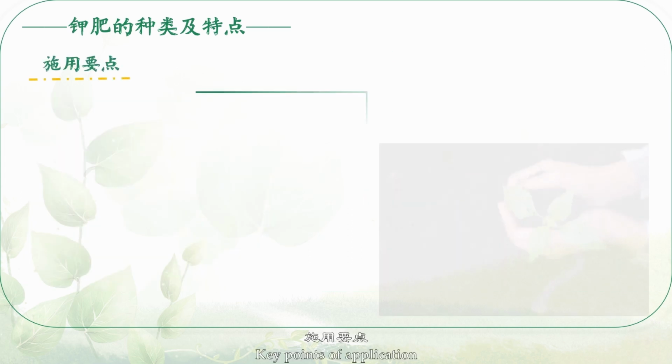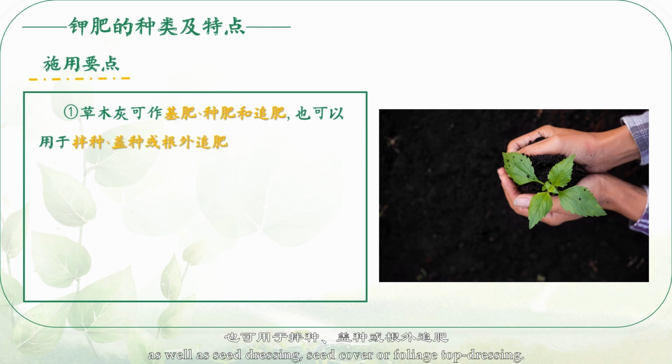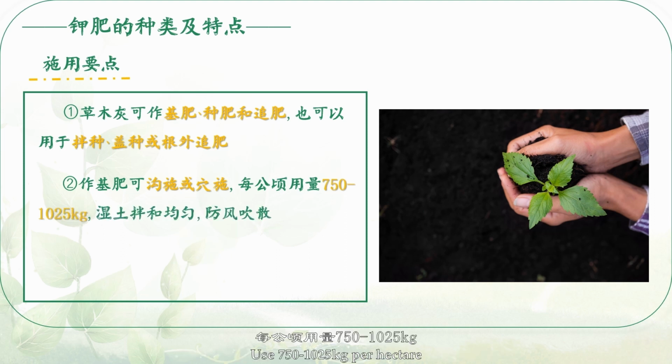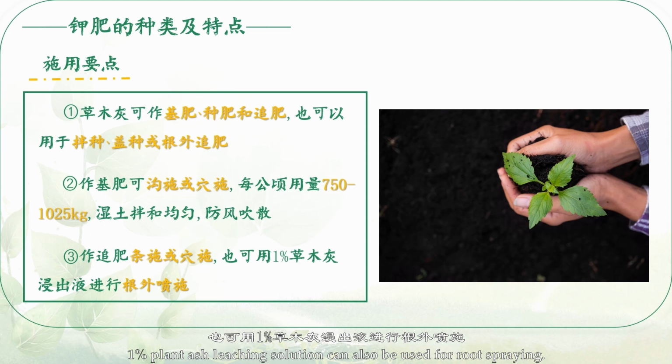Key points of application. Plant ash can be used as base fertilizer, seed fertilizer, and top dressing, as well as seed dressing, seed cover, or foliage top dressing. As a base fertilizer, it can be applied to trenches or holes. Use 750 to 1,025 kilograms per hectare. Mix them well with wet soil to prevent wind from dispersing. For top dressing, strip application or hole application, 1% plant ash leaching solution can also be used for root spraying.